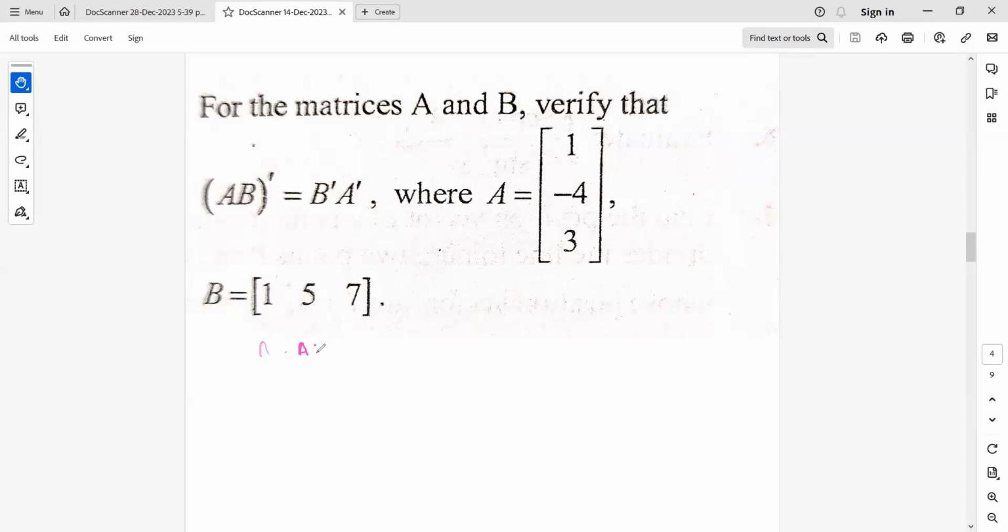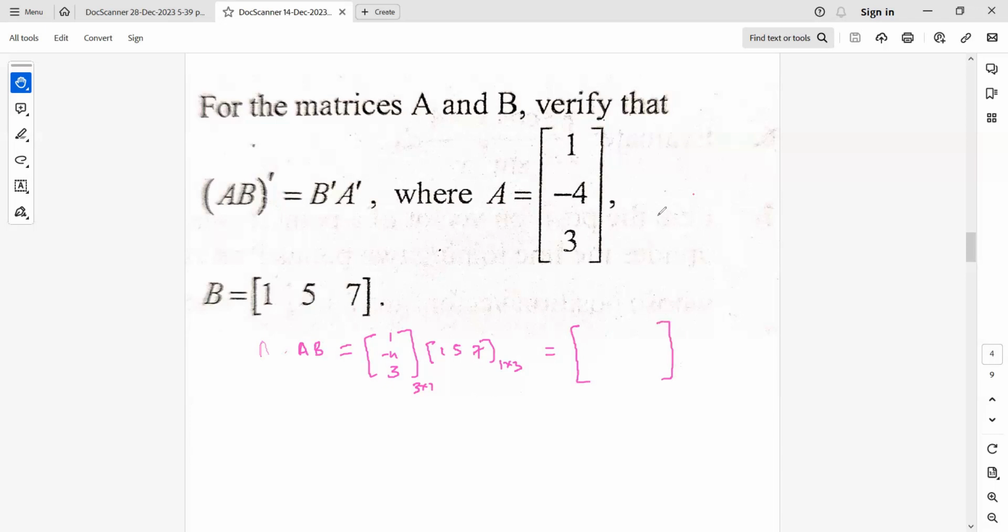So A into B transpose. To find A into B transpose, first we need to calculate AB. The matrix A is 1, minus 4 and 3, and the matrix B is 1, 5 and 7. The order of A is 3 rows and 1 column, and the order of B is 1 row and 3 columns. On multiplying these, we will get a new matrix of order 3 cross 3.